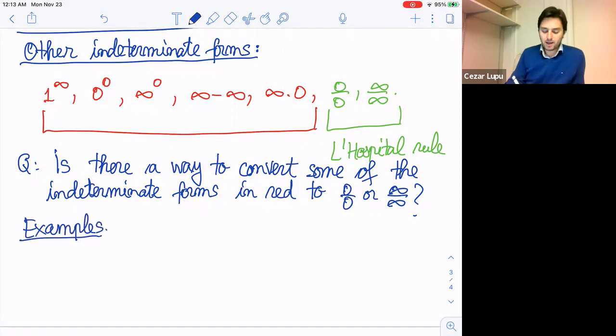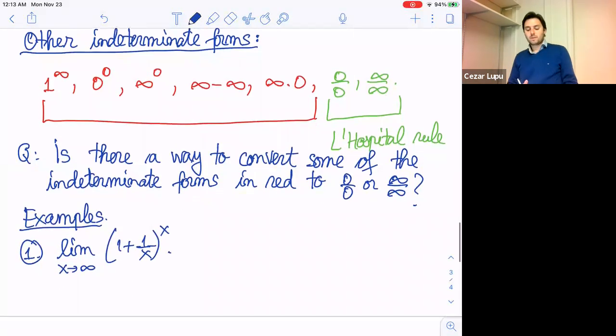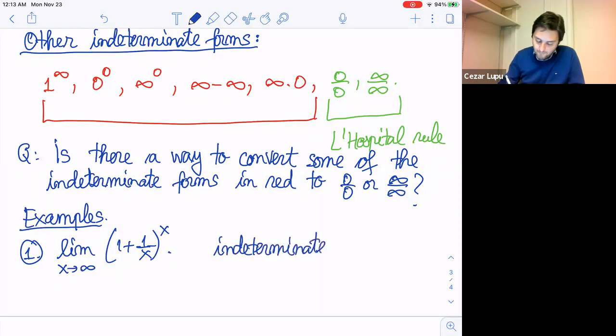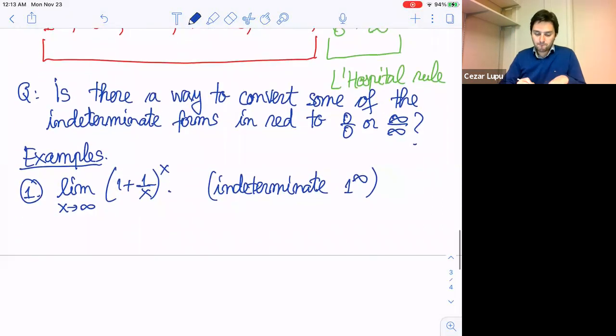The first example that I have in mind is the following. It's a pretty famous limit. It's the limit as x approaches infinity of 1 plus 1 over x, everything to the power x. I'd like to compute this. Well, first, let's see what kind of indeterminate form we have. If we pass to the limit, 1 over x will be 0. So the indeterminate form is 1 to infinity.